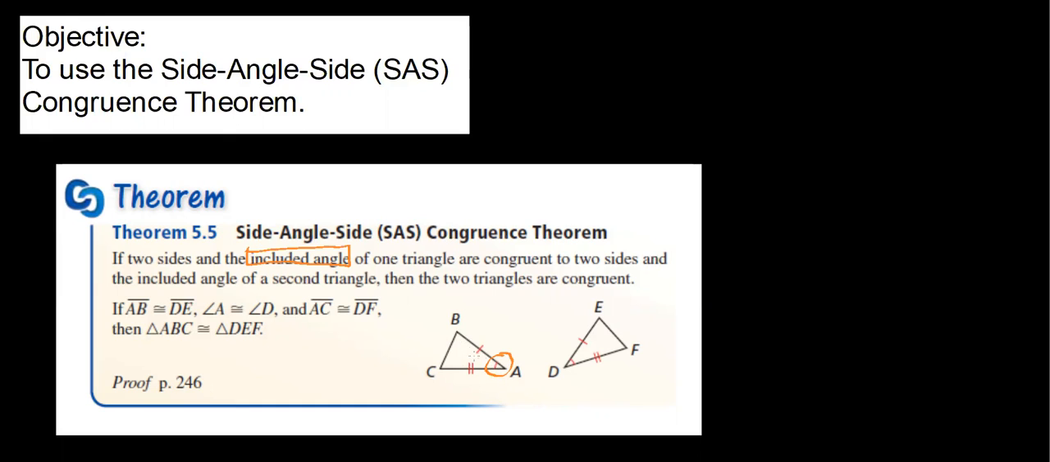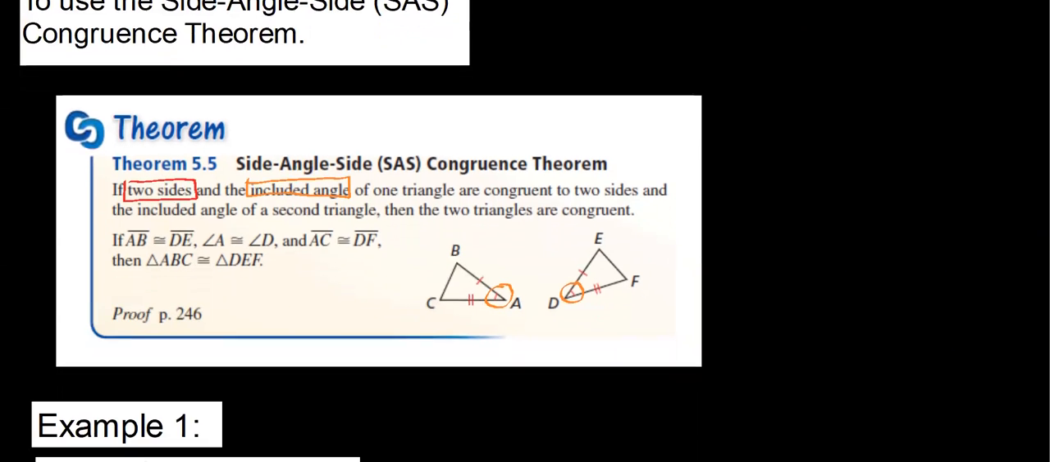So this is the included angle in this triangle, and angle D is the included angle with respect to ED and DF. So that's our included angle, and I'll circle this one as well. So it says if two sides and the included angle. When they're talking about the two sides, they are, of course, talking about side AB and side AC in this triangle, side ED and side DF in this triangle. So obviously, based on these markings, AB is congruent to ED, DF is congruent to AC, and we have angle A is congruent to angle D. So we have everything we need for the side-angle-side congruence theorem.